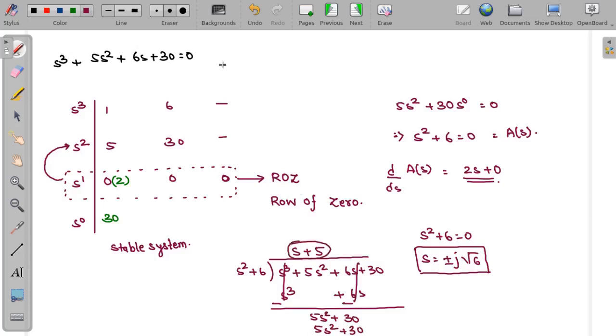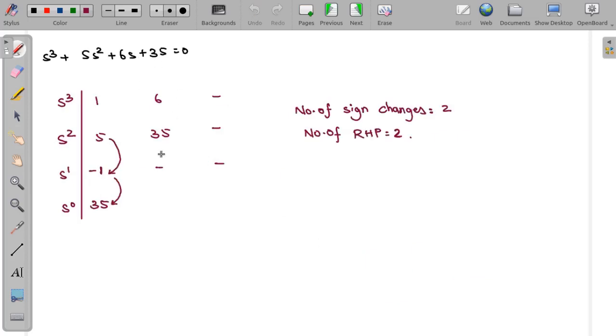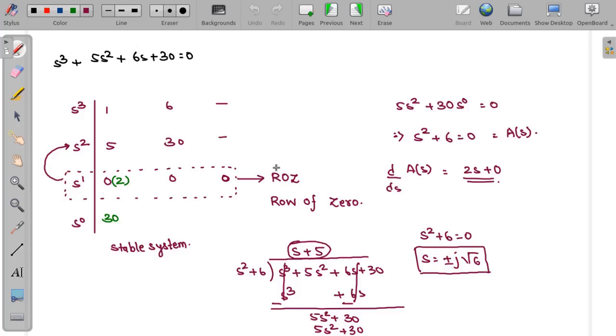So you can note one point over here: whenever we have a row of 0, we can entirely find the location of poles also. Okay, you can see we have found out the location of poles also. Over here you can also find the location of poles, but here it is simple because this is a third order system, so you can use your calculator. But what if it is a fifth order, sixth order system? Then you cannot find the location of poles. But even in those cases we can find it if there is a row of 0.